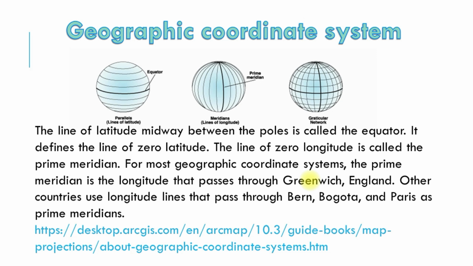Latitude starts from 0 degrees and reaches a maximum of 90 degrees. The prime meridian starts from 0 degrees and reaches 180 degrees. The prime meridian divides our Earth into the Western Hemisphere and the Eastern Hemisphere.